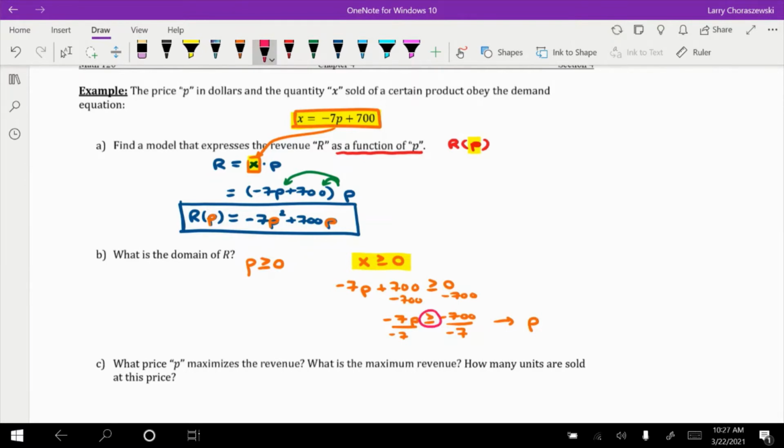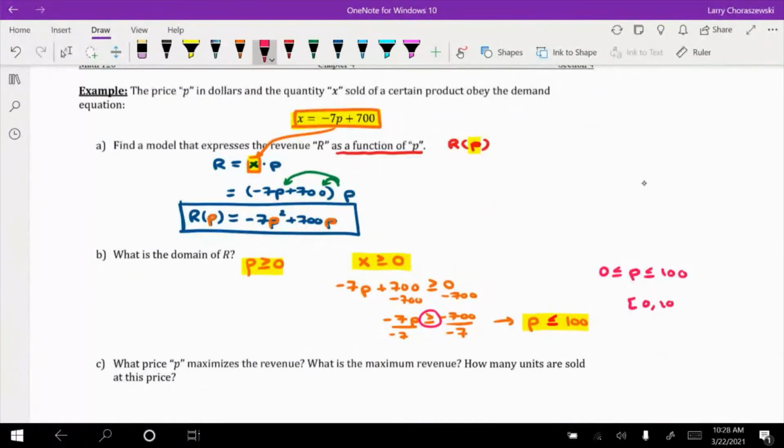Yep, this is going to reverse direction. So this tells us that p should be less than or equal to positive 100. So p should be greater than or equal to 0, but at the same time be less than or equal to 100. That means for us is that p is trapped between these values, which I'm going to write that fact as a compound inequality. Okay, so the minimum price is 0, and the maximum price is going to be $100.